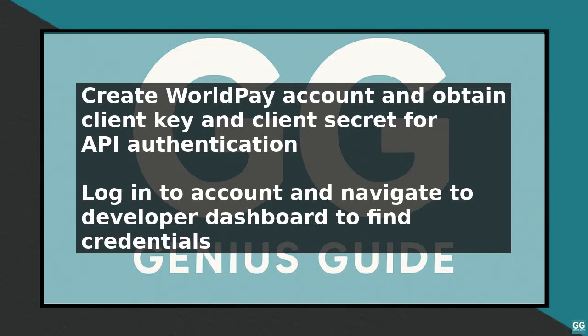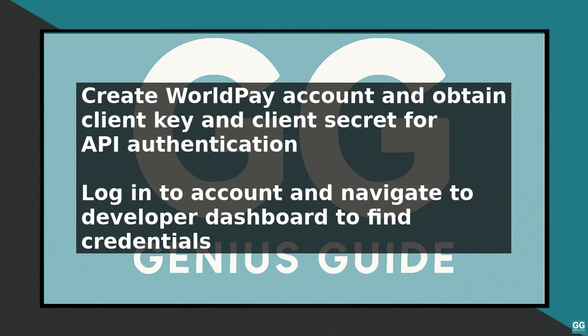To automate the WorldPay REST API, you need to start by creating a WorldPay account and obtaining your client key and client secret. These credentials are necessary for authenticating your API requests. First, log into your WorldPay account and navigate to the developer dashboard where you can find the client key and client secret.